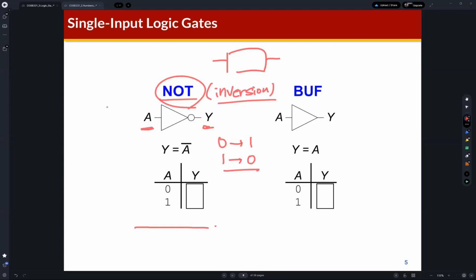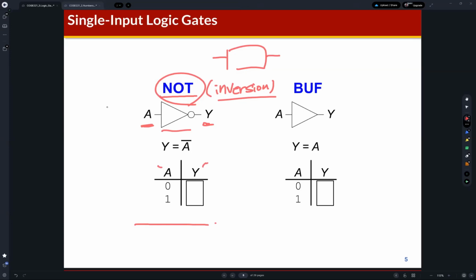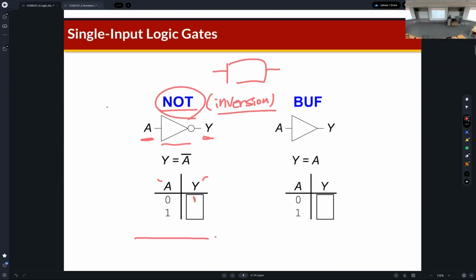We use a bar to represent the NOT gate in a Boolean equation, and this is the symbol of the NOT gate. This is the input, and this is the output of the NOT gate. What is this value? If the input is 0, it's very simple: the output is 1, and if the input is 1, the output is 0.